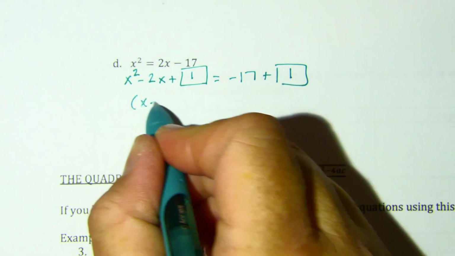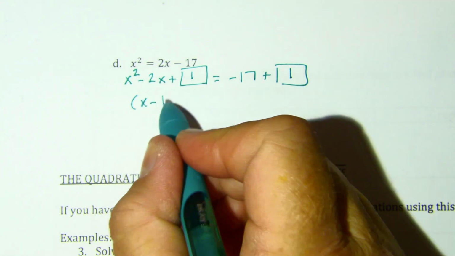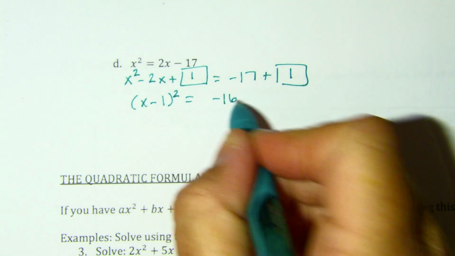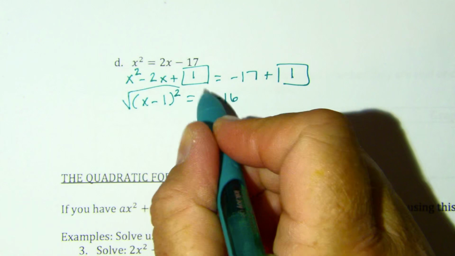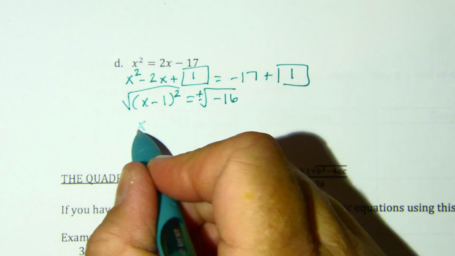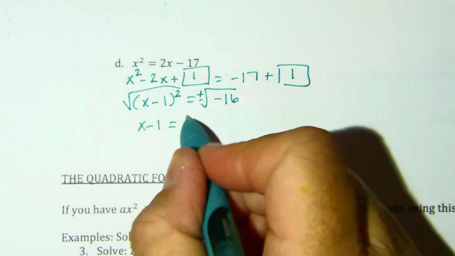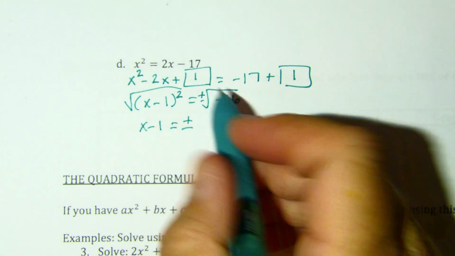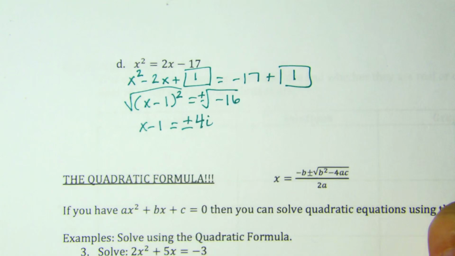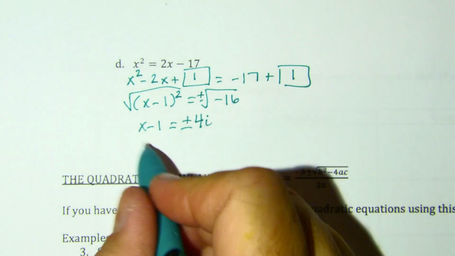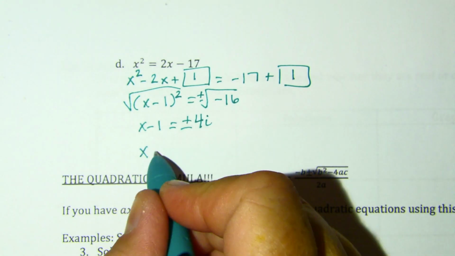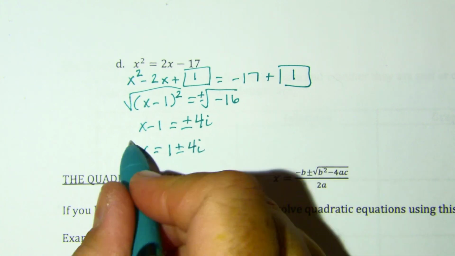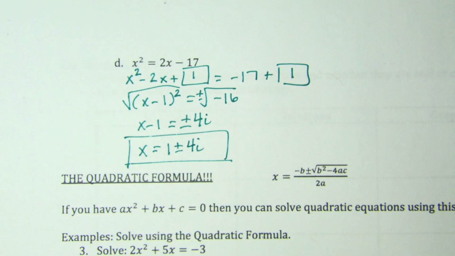Then I have x minus, and b divided by 2 is negative 1, squared equals negative 17 plus 1, which is negative 16. Square rooting both sides, plus or minus. I have x minus 1 is equal to plus or minus. And with that negative in there, we know we're going to have an i, and the square root of 16 is 4, so 4i. Lastly, to get x by itself, adding 1. 1 is a real number, and 4i is not, so they cannot be combined, and that would be my answer.